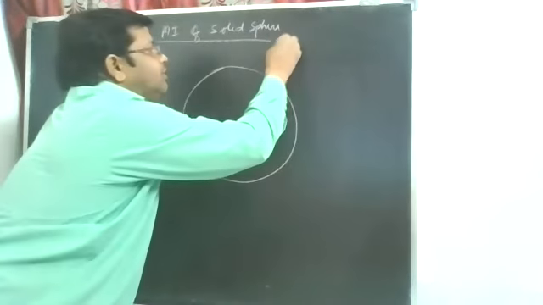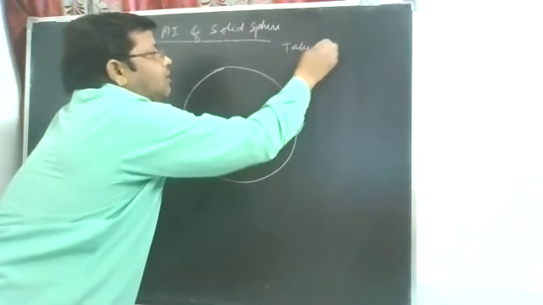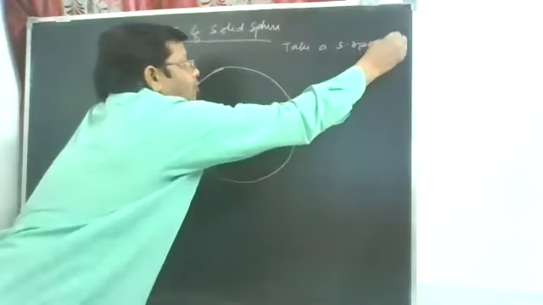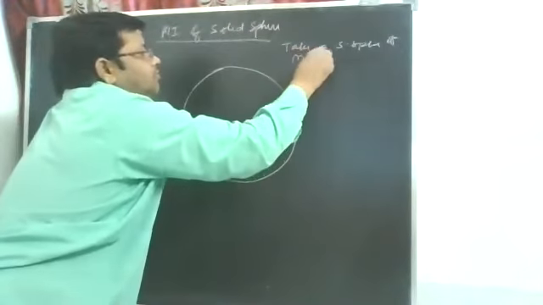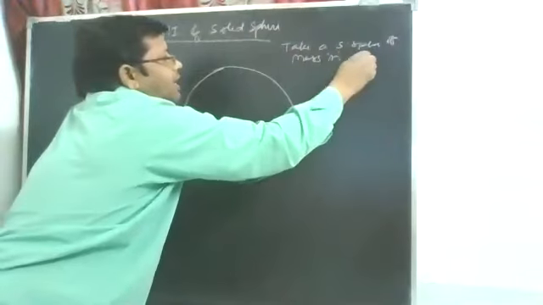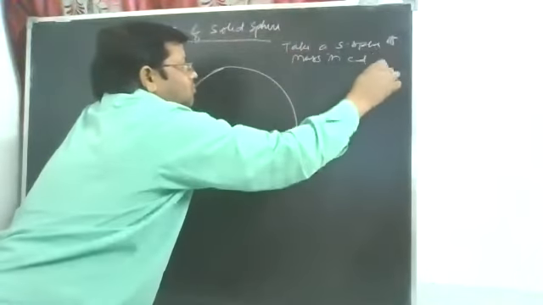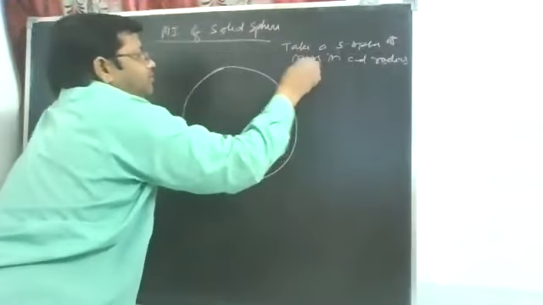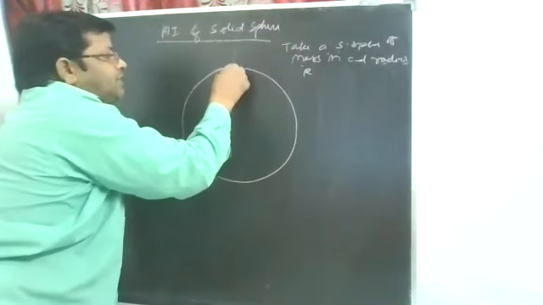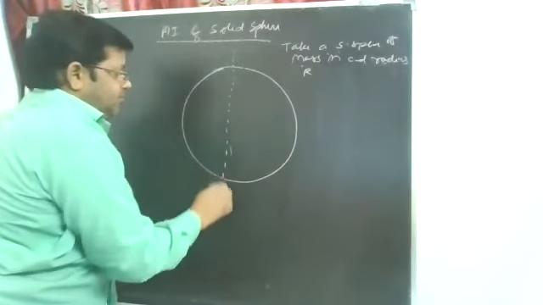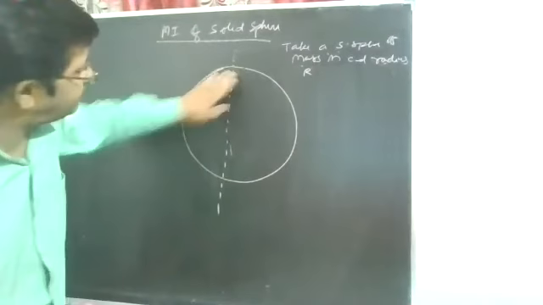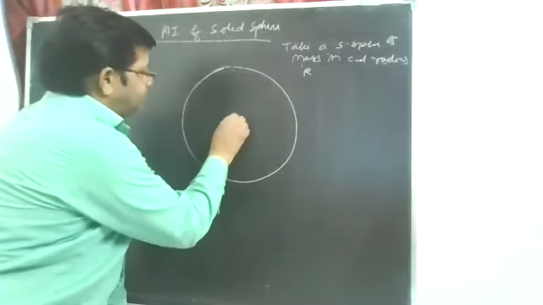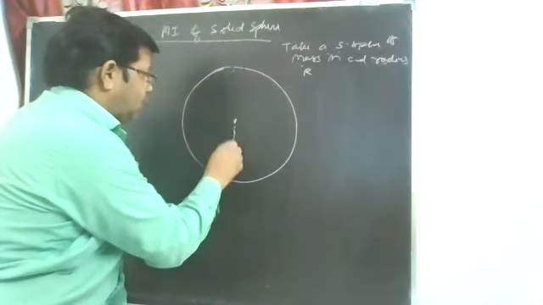Take a solid sphere of mass m and radius r. This is the axis passing through its center. This is the center. And this is the axis.